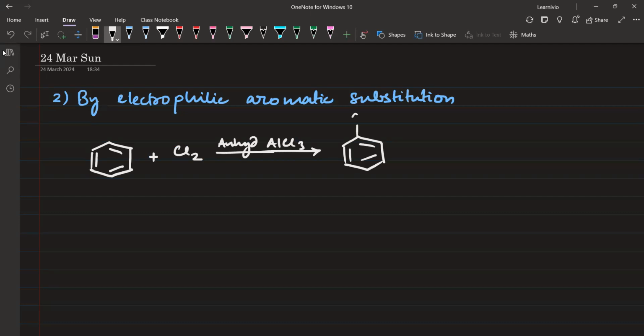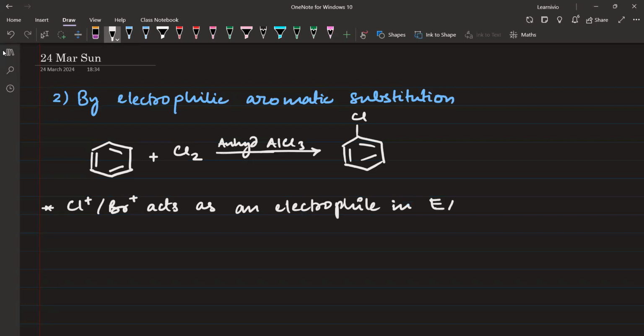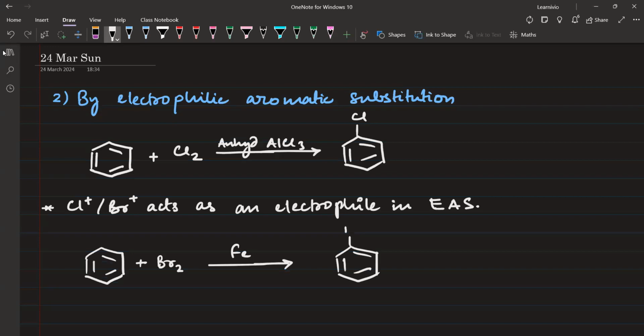All the carbon atoms are equal, so you can attach this chlorine to any one of the carbon atoms. One important point here is Cl positive or Br positive, whatever you are going to take, acts as an electrophile in electrophilic aromatic substitution. Okay. So electrophile means it is acting as an attacking reagent. Electrophile, nucleophile, these are attacking reagents. Similarly, you can use Br2 in the presence of FeBr3, or you can just use Fe. Here also you are going to get bromine on any one of the carbon atoms.